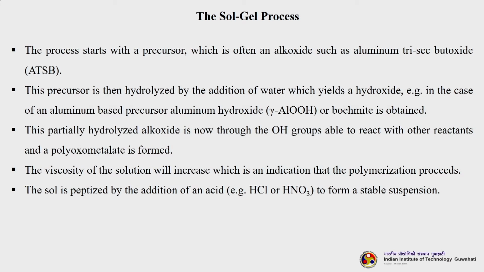So, the process starts with a precursor which is often aluminum tri-sec-butoxide, it is called actually ATSB. Now, this precursor is hydrolyzed by addition of water which yields a hydroxide. For example, for an aluminum based precursor, aluminum hydroxide or boehmite is obtained. So, that is actually the monomer that we get, and after that the polymerization reaction starts. This partially hydrolyzed alkoxide is now through the OH groups able to react with other reactants and a polyoxometallate is formed. Now, the viscosity of the solution increases, which is an indication that the polymerization has started. Now, the sol is peptized by the addition of an acid to form a stable suspension.